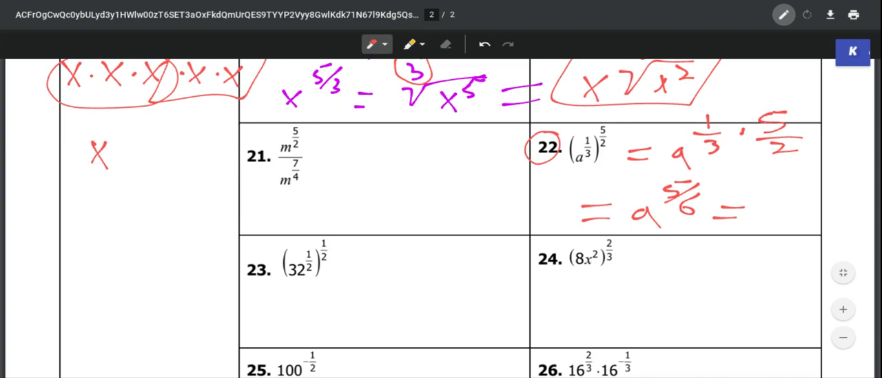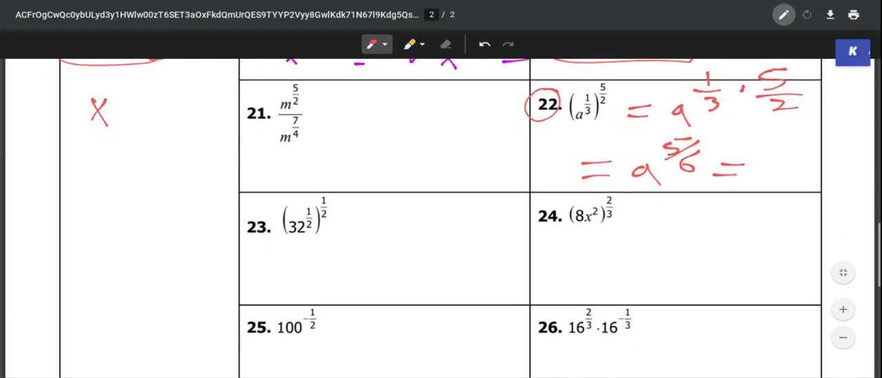So then if we want to rewrite this as a radical, it would be a under our radical. Our denominator is our index, which would be 6. And then our exponent on the inside of our radical would be this numerator of 5. So your final answer would be the 6th root of a to the 5th, which we can't simplify. So all of that would stay on the inside.